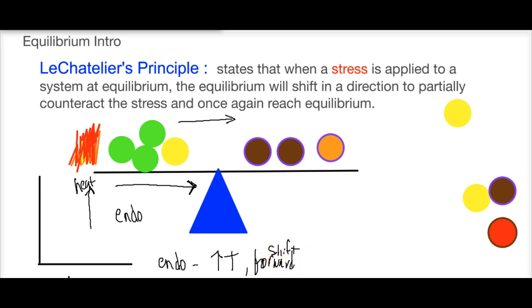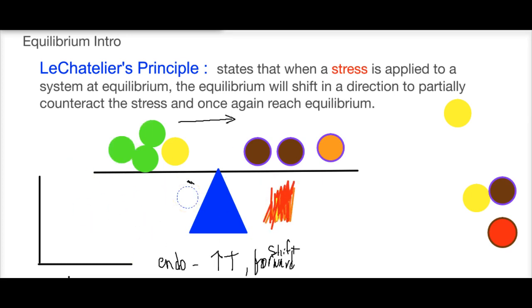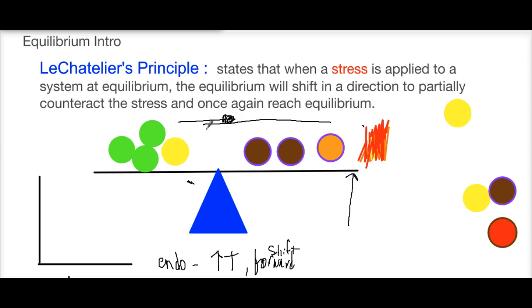The same is true if you have an exothermic reaction. Let's erase this so nobody comes in and sees that. So over here, if we have an exothermic reaction, and we add heat, we already have heat. If we add heat here, what's going to happen? Not this. We're going to drive the reaction in the reverse order.